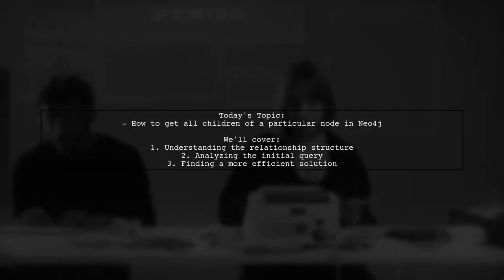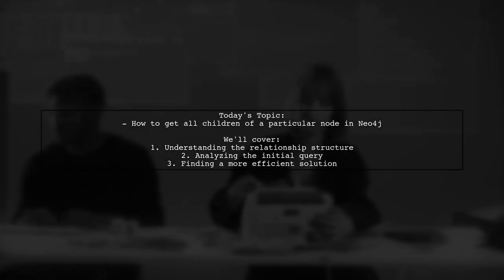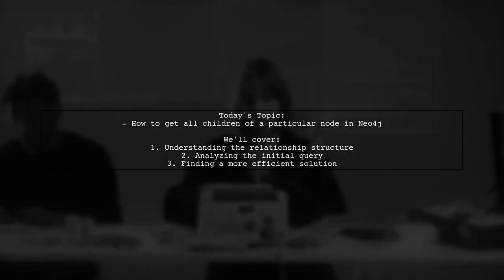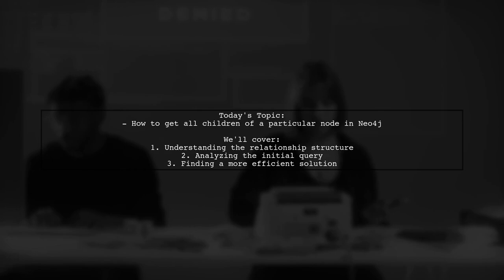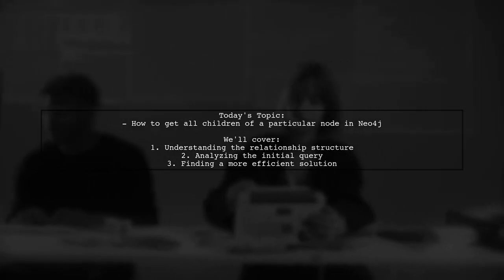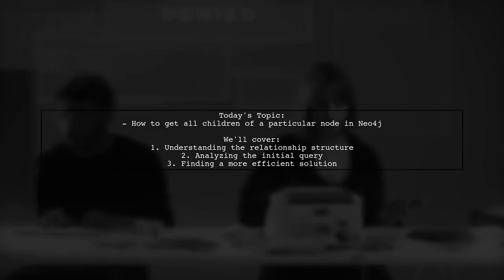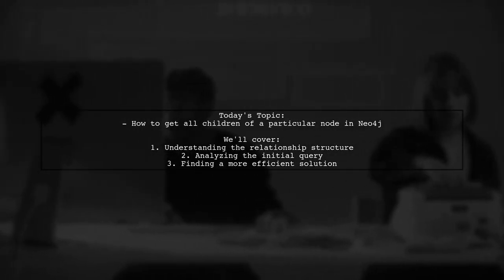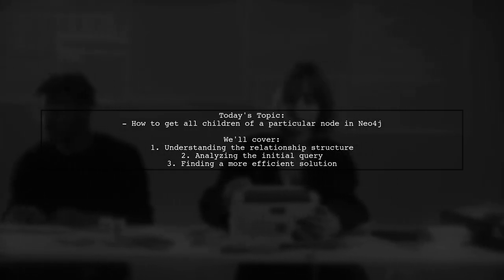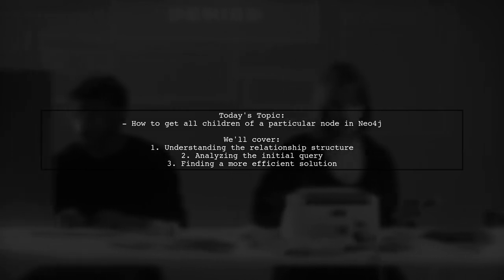Today we're tackling a question that many developers encounter when working with graph databases. Our viewer is trying to figure out how to retrieve all children of a specific node in Neo4j. They have a relationship structure where F is the parent of D and E, and D is the parent of A, B, and C. The challenge is to get a complete list of all descendants in a single query. Let's dive into the details and explore how we can achieve this efficiently.